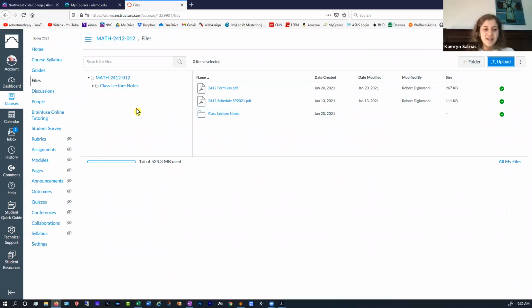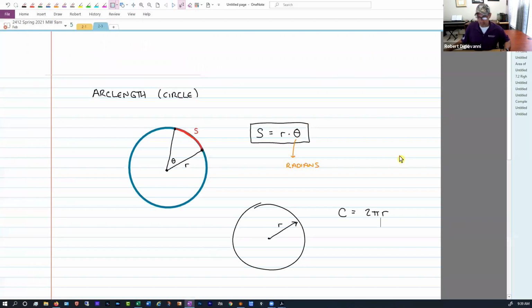If I don't add this file later on today, then everyone's gonna get like a 5-point curve on their test. Okay, so I know y'all want me to forget now, but I won't. I will have that in there.